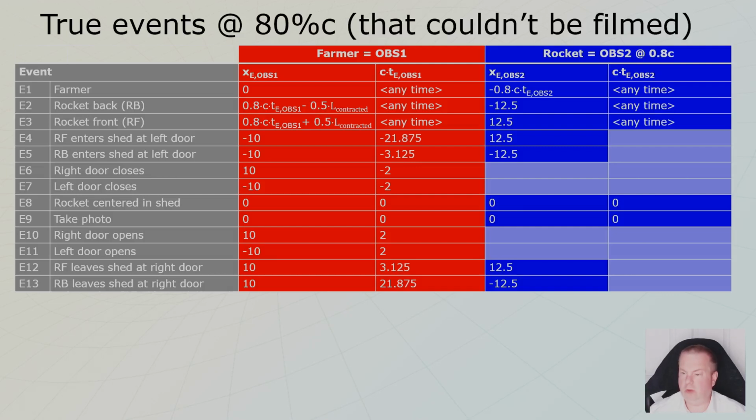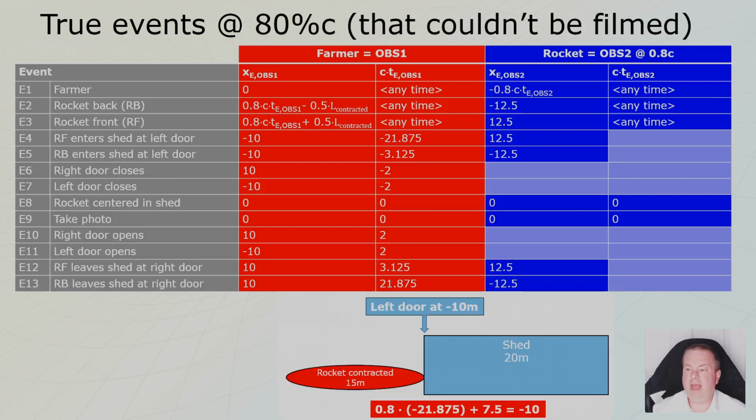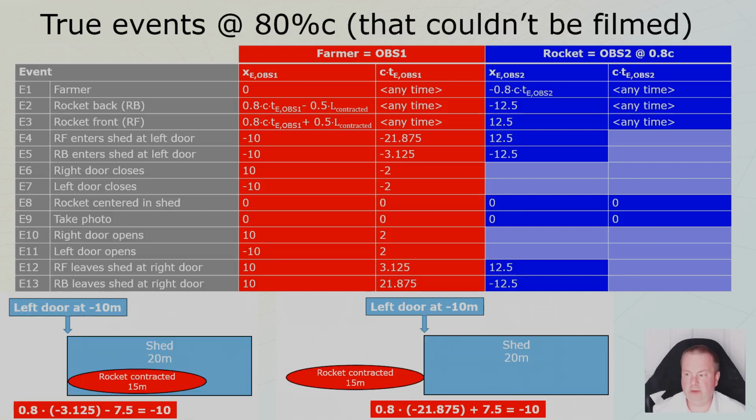Enters. No, oh no, I'm way ahead. That's why I was hesitant. This is when the front of the rocket enters the shed. Well, if you just put it on paper, and you know the velocity and where the rocket started, in this case it will be at -21.875, and the back of the rocket will enter the shed at -3.125.